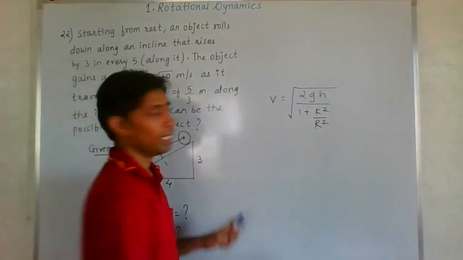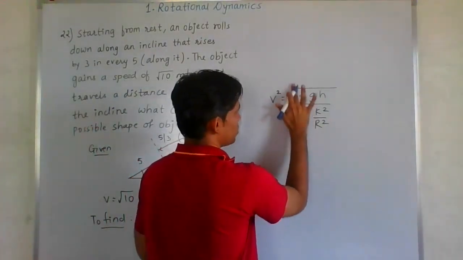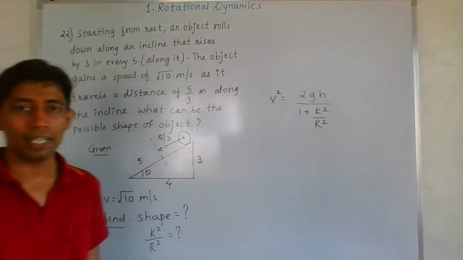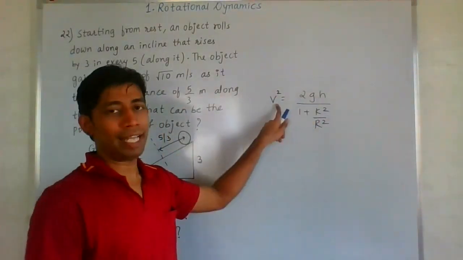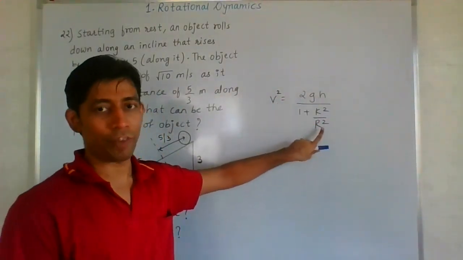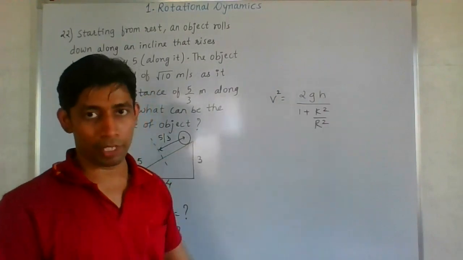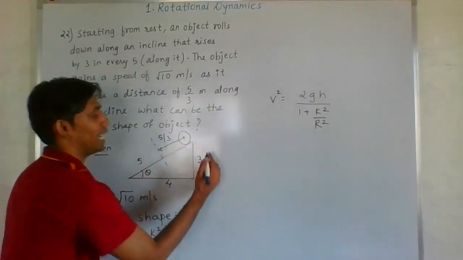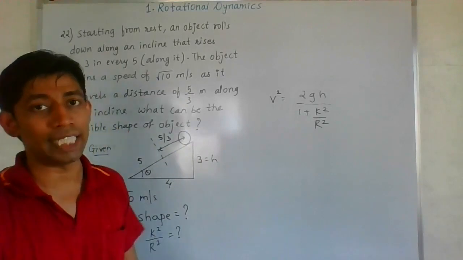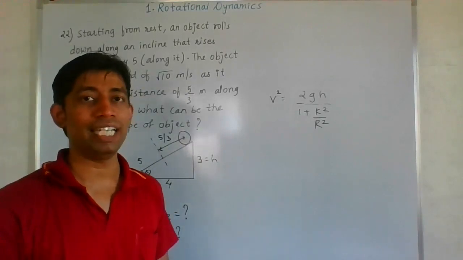So we will square this, and the root will go off. Now we know the value of v, we have to find k square by r square, and the value of h should also be known. Now you will say, what is h, sir? h is this height, which is equal to 3. No, we should not take the value of h as 3.